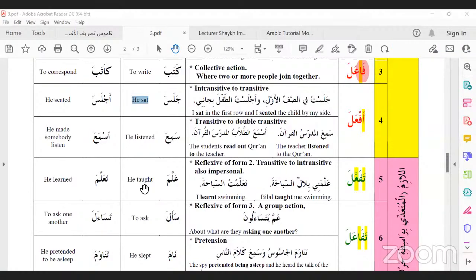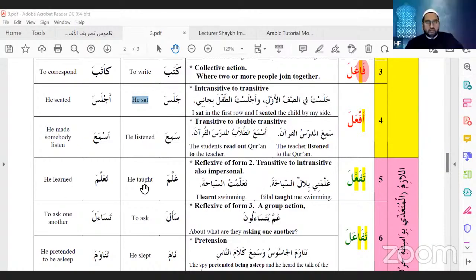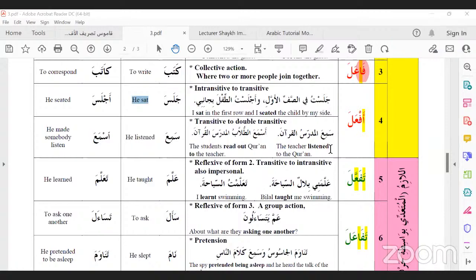Sami'a is he listened, and Asma'a, he made somebody listen. So when you make someone listen, you're causing an action upon someone else. So this is causative. Let's read the Arabic and translate. Bismillah. Sami'a al-mudarrisul Qur'ana. The teacher listened to the Quran. The teacher listens to the Quran.